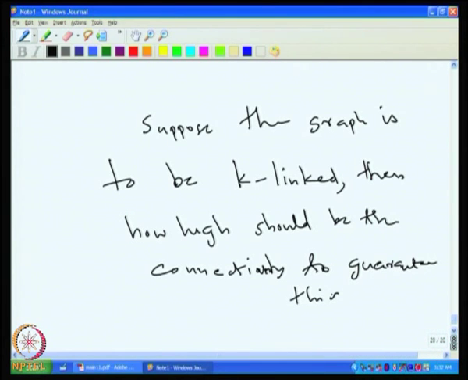This is the question. How high should I keep the connectivity? We have seen that if the connectivity is just k, it may not happen, as in the case of the cycle Cn, or in the case of the wheel, it was 1 more, but still it was not happening. So, up to where?